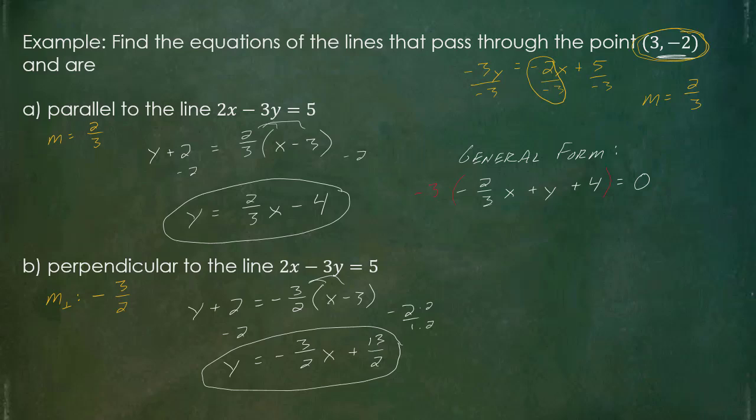So if I actually distribute that through, and technically I would be multiplying the other side by negative 3 as well, but 0 times anything isn't going to change. So this now would turn into a positive 2x. A negative 3 times y would be a negative 3y. And a negative 3 times a positive 4 would be a negative 12. And that would equal 0. So that would be the first one, what it would be in that general form or standard form.